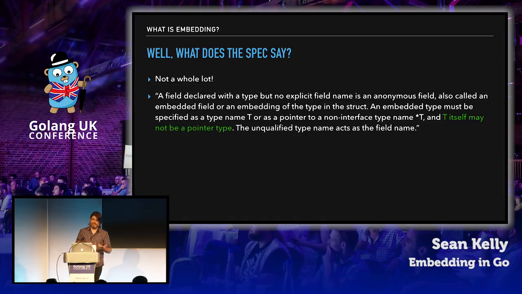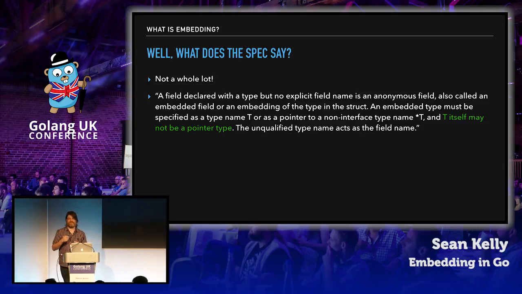But what it boils down to is a field that is declared, and this is a mouthful, by the way, a field that is declared with a type, but no explicit field name, is an anonymous field, also called an embedded field, or an embedding of the type in the struct. An embedded type must be specified by a type name T or as a pointer to a non-interface type name *T. And this is very important, which is why it is highlighted in green, T itself may not be a pointer type.